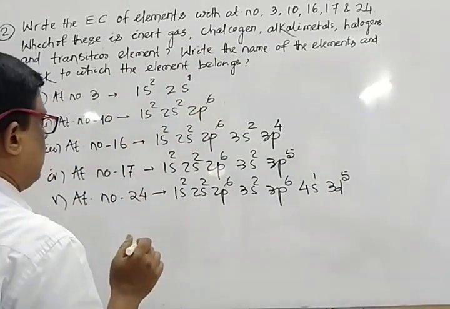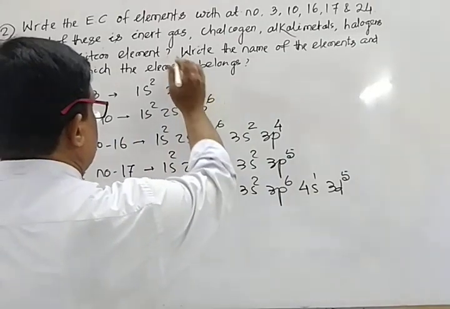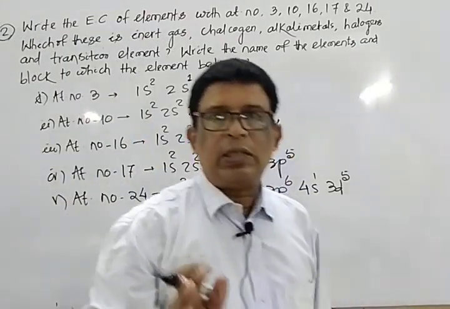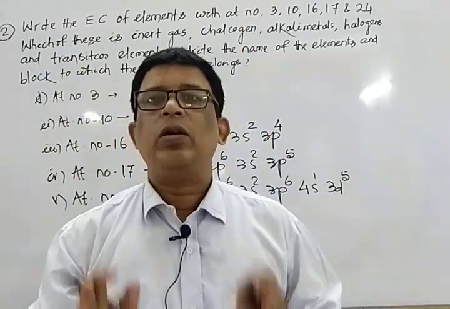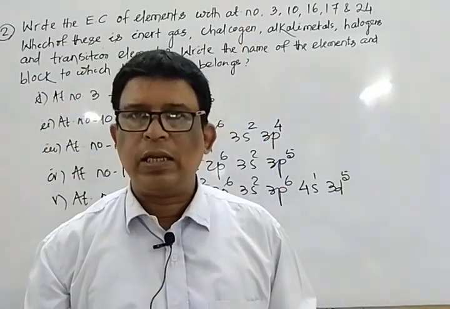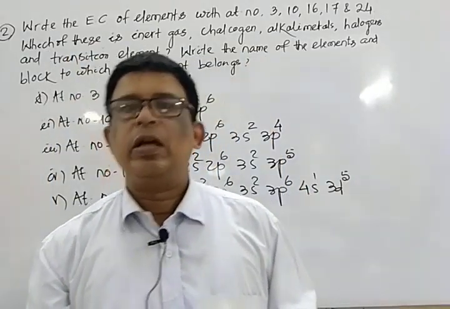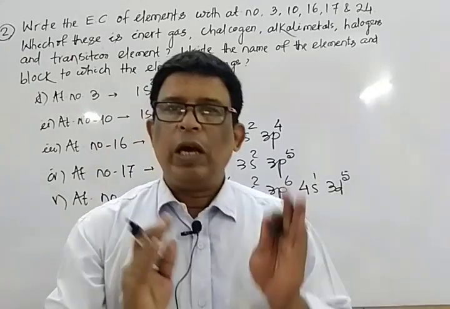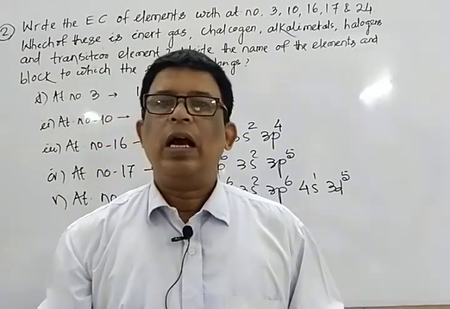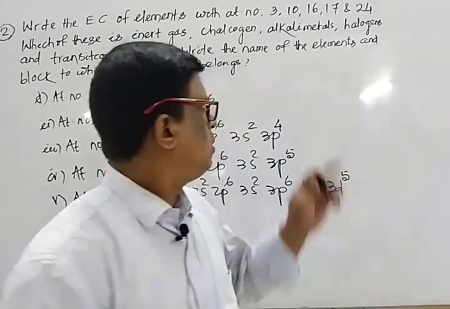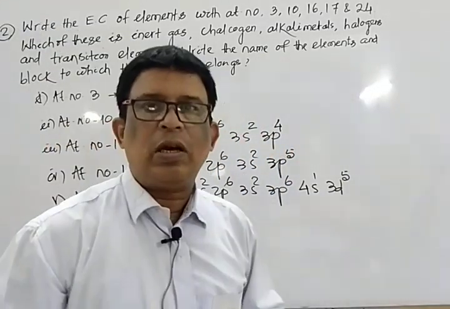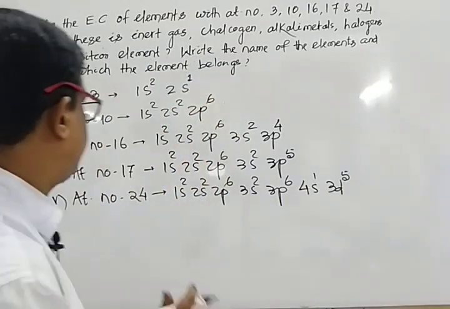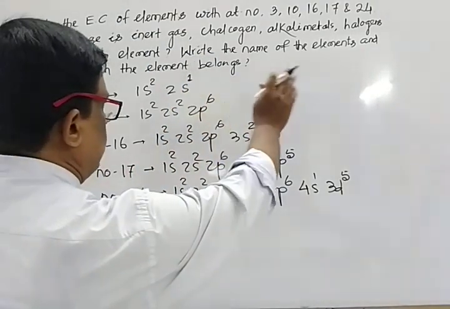Next we have to identify which one is an inert gas. The elements present in group 18, noble gases, are known as inert gases. The elements of group 16 are known as chalcogens. The elements of group 17 are known as halogens. And the elements of D block are known as transition elements. Mark that. And also name the element.